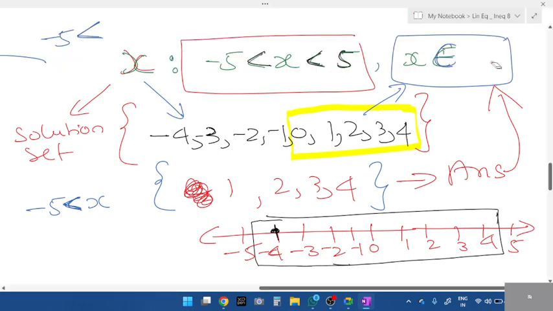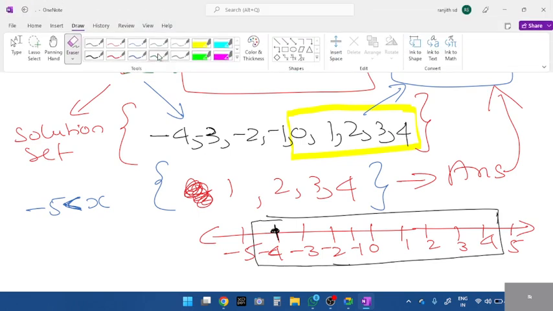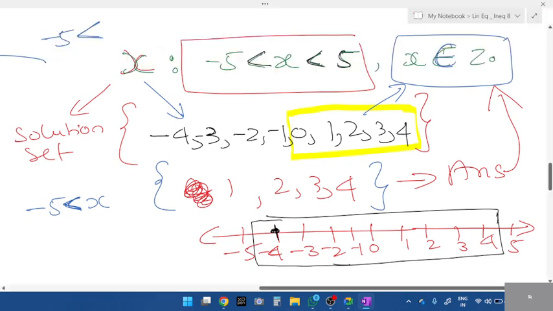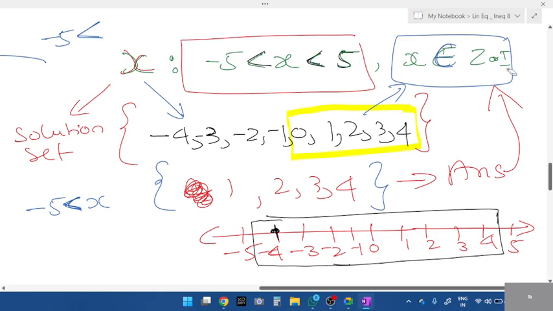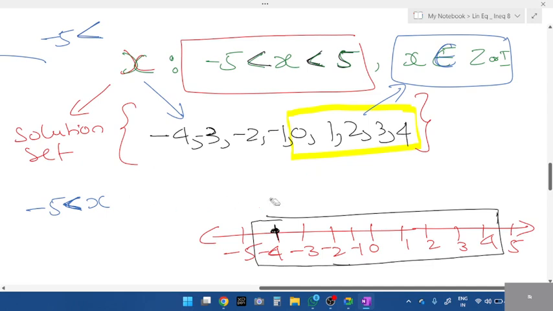Okay. What if X belongs to Z or I, what does Z or I stand for? Integer. They can give any one alphabet. Each different textbook follows different notation. So what's the answer, students? Integer will have positive and negative, right? Positive, 0, negative. Correct? So this is the answer.